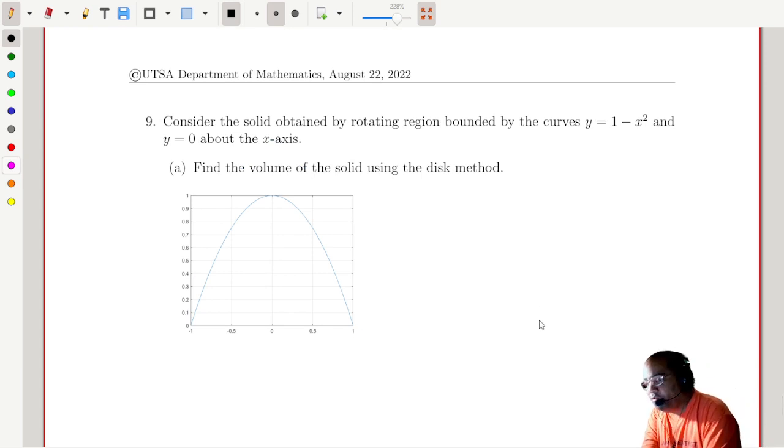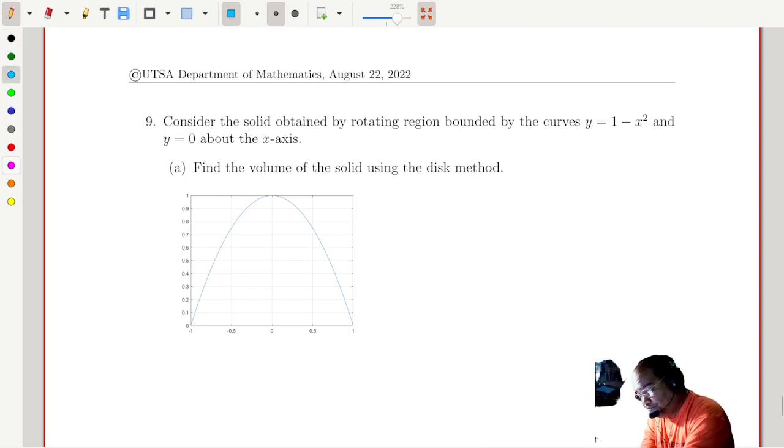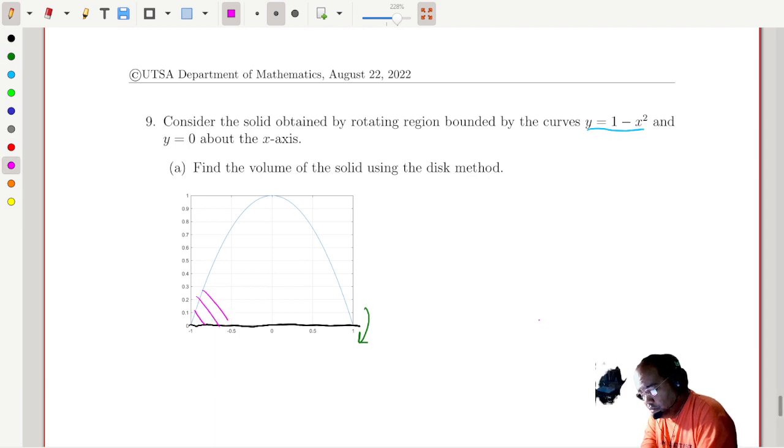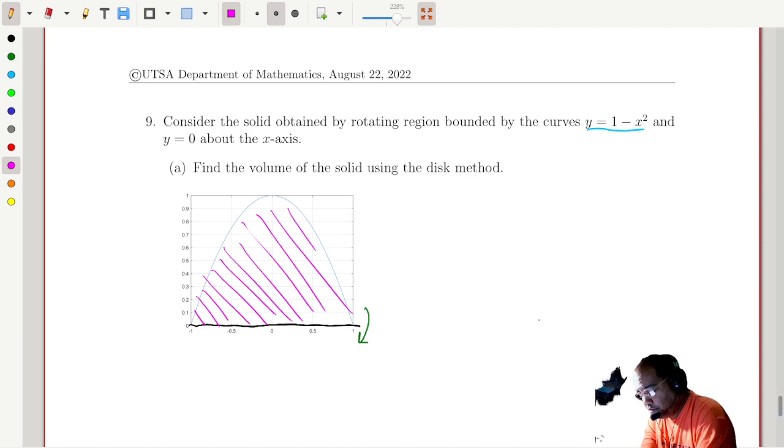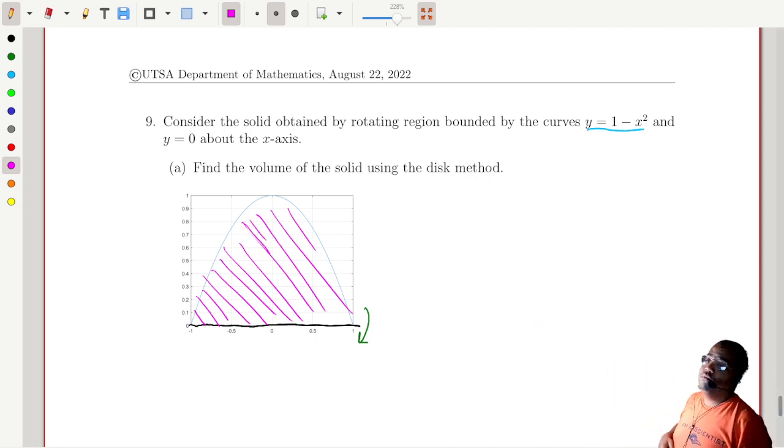So I have my region here, okay? Our favorite easy-ish upside down parabola, 1 minus x squared, with boundary y equals 0. We'll rotate this around the x-axis. Okay, so here's our region, our favorite parabola-looking shape. So I want to find the volume using disks.